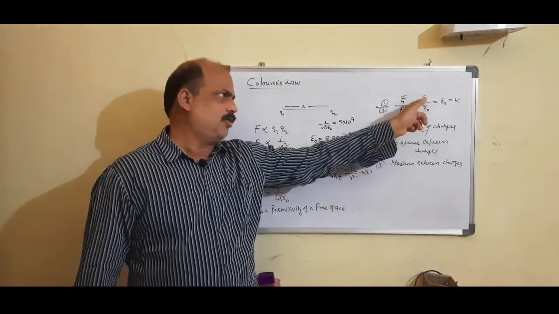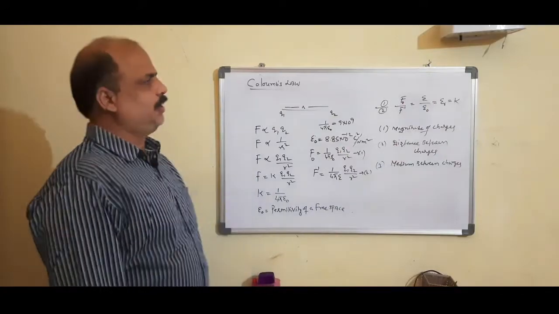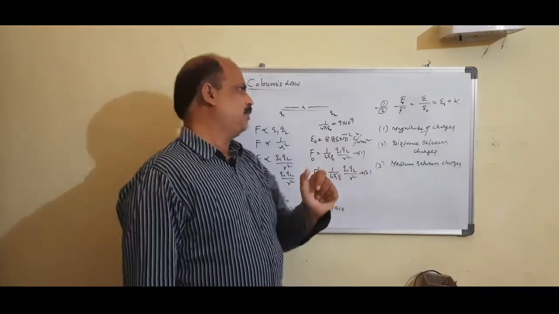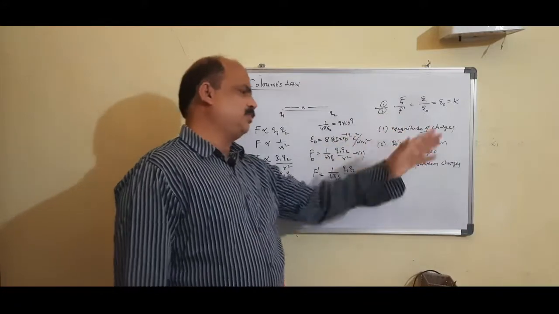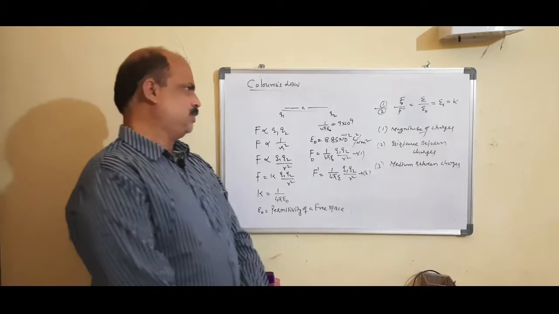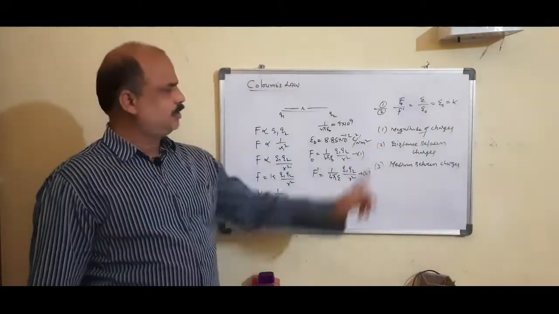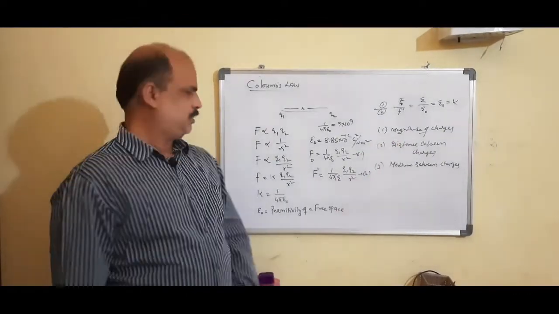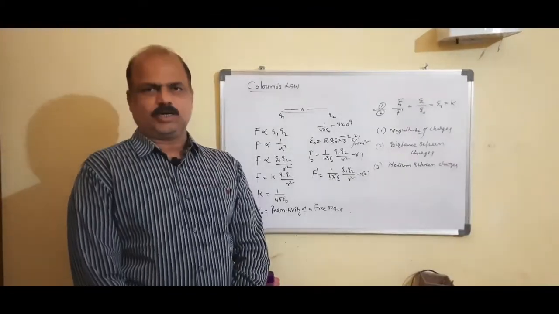Epsilon r, the ratio of permittivity of the medium to permittivity of the free space, is called relative permittivity. That is equal to K. Finally, we conclude that the force of attraction or force of repulsion between two point charges separated by a certain distance depends upon 3 factors. Number 1, magnitude of charges. Number 2, distance between the charges. Number 3, medium between the charges. This is known as Coulomb's law in electrostatics.